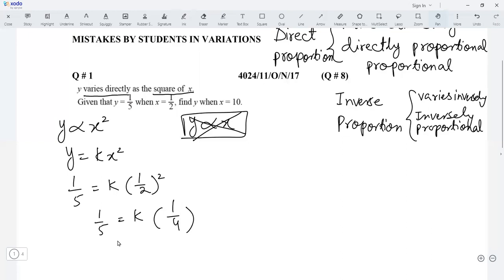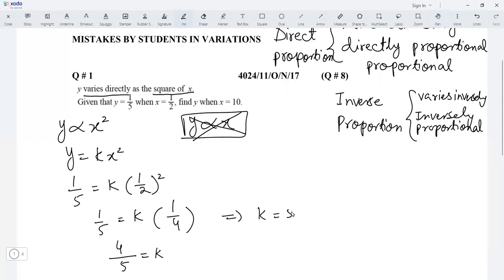4 is being cross multiplied with 1. 4 times 1 is 4, and 1 will be divided, or you can say 1 times 5 is always 5. It's a paper 1 question. No need to convert this thing. Few of the students have made the mistake of writing it as 5 by 4. K is 5 by 4.